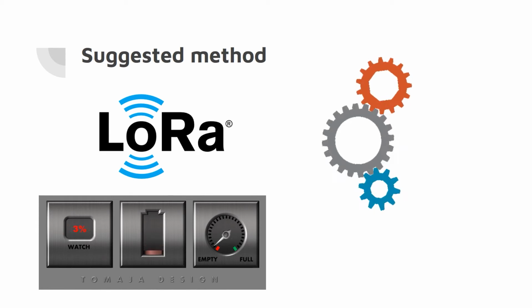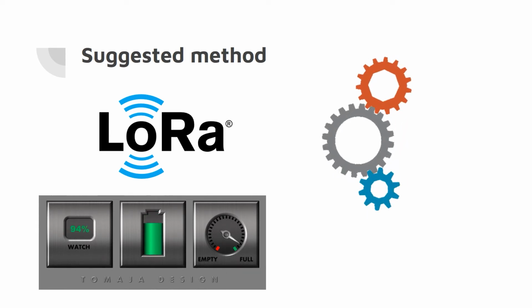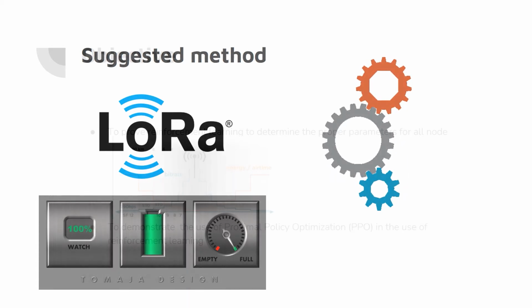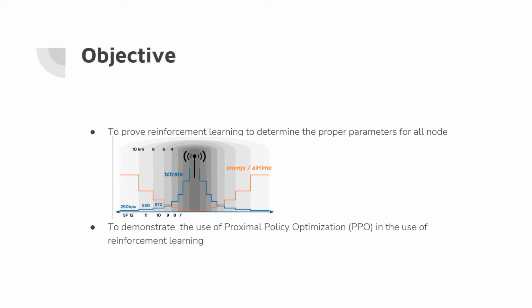So this ultimately leads to the objective of my FYP. First, as you can see from the picture, different spreading factors will result in different energy and also different bit rate, and all these parameters are affected by each other. So as a means of configuration, instead of just trial and error, I will use reinforcement learning to determine the proper parameters for all the nodes.